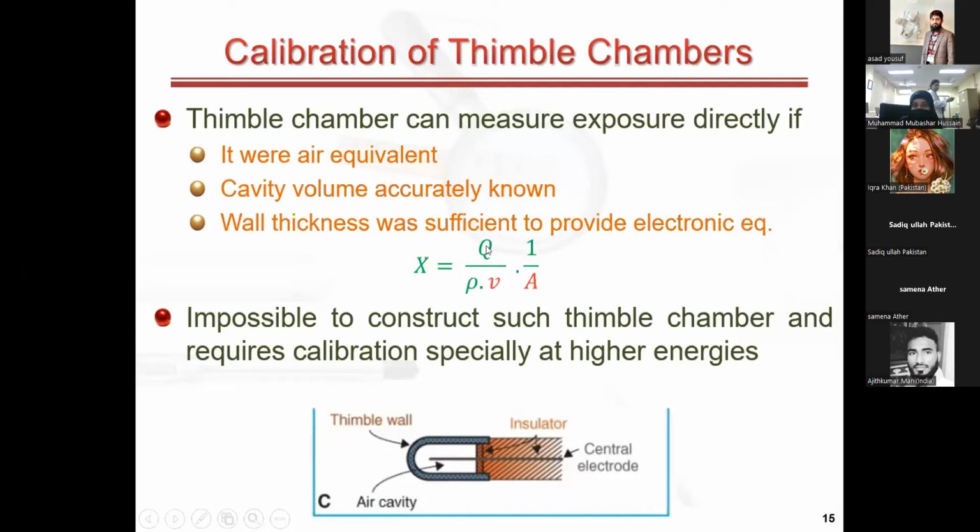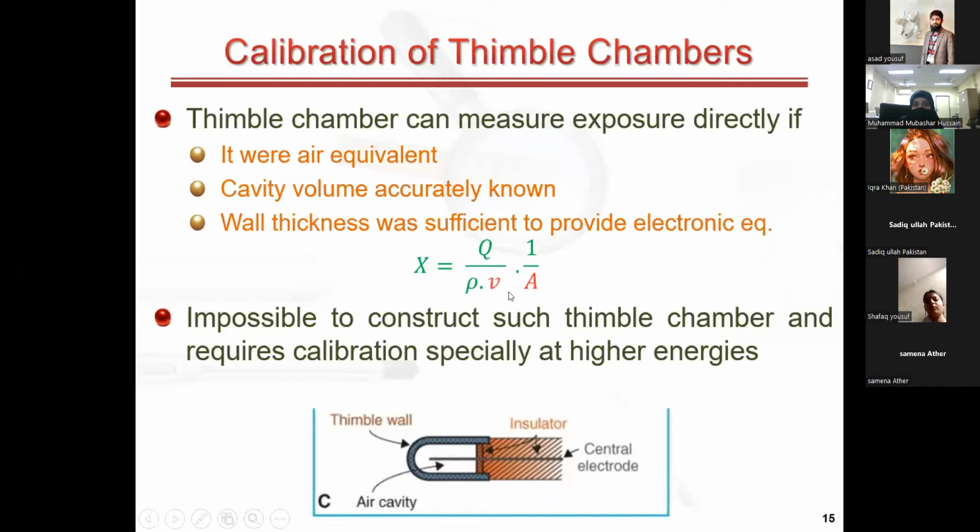where Q is the charge of ions produced in the cavity of the thimble chamber. Rho is the density of air or gas that is enclosed inside this cavity. V is the volume of this cavity, and A is a correction factor. A is basically the fraction of energy fluence that is transmitted through the chamber wall. So true air equivalence is not possible.